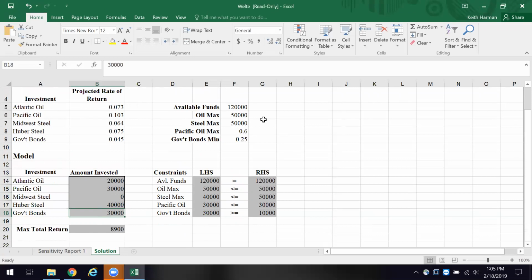We've got the maximum amount of oil we'll spend is 50,000, and it's between Atlantic oil and Pacific oil. Then the maximum amount of money we'll put in steel is 50,000, but we only put 40 in. Why? Well, the math dictates that we use our government bonds minimum, and then we see the rate of return. Now this says at this point, as we put these data in, we've got a maximum total return of $8,900. Let's see about that.